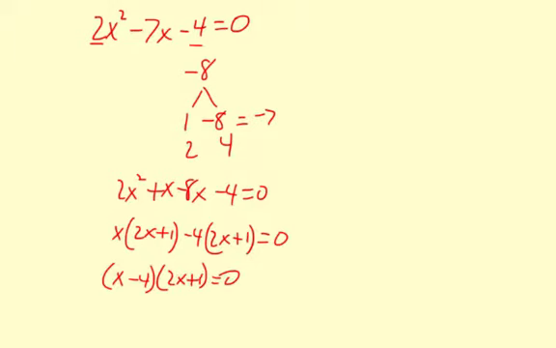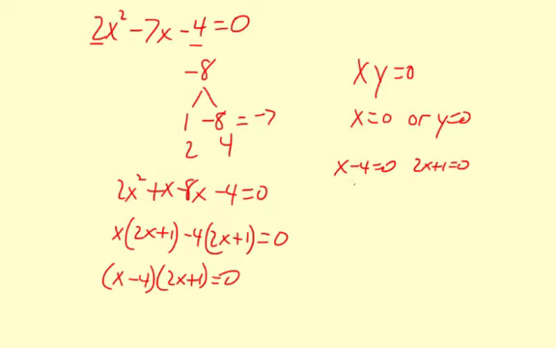Now we can apply the zero product property. The zero product property says if you have two things multiplied together, x times y equals 0, then either x equals 0 or y equals 0 to make that true. There's no way you can multiply two numbers and get 0 if one of them is not 0. So what we do is we set each factor equal to 0. x minus 4 equals 0, and then 2x plus 1 equals 0.